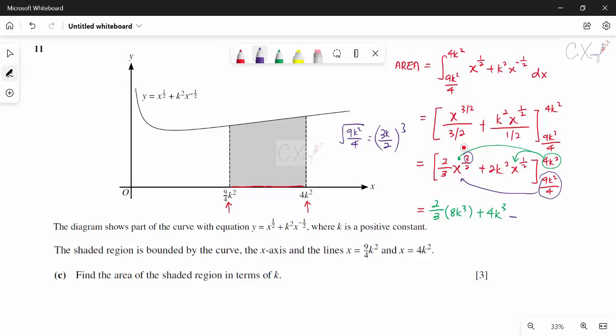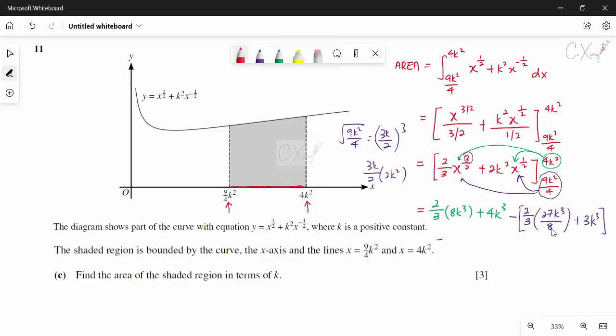If you want, you can rewrite it like this: 2 over 3, then you have 27k power 3 over 8, then plus, substitute the 9k squared over 4 into this part, so you have 3k over 2. So 3k over 2 multiplied with 2k squared. From here you will get 3k power 3. Actually you can see that everything here is in terms of k power 3, so you can simplify them further.